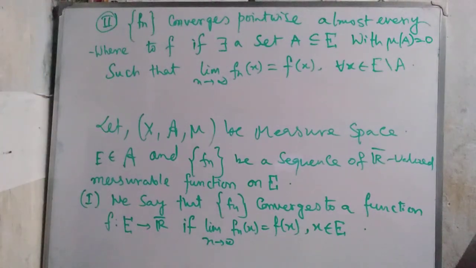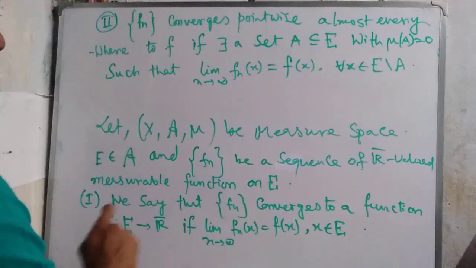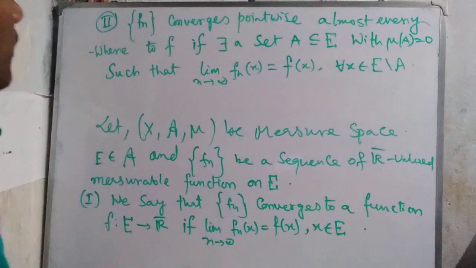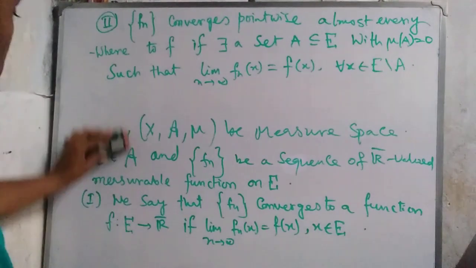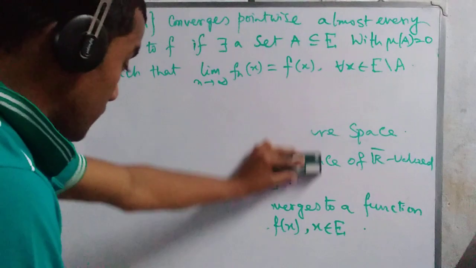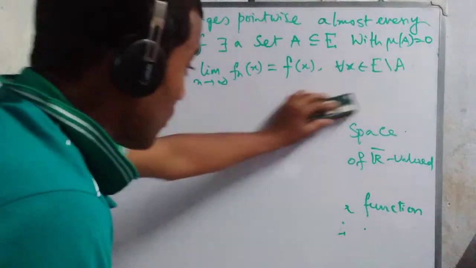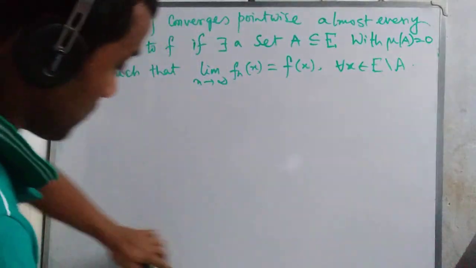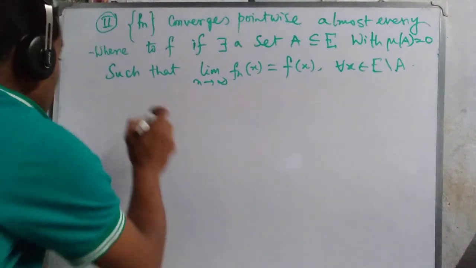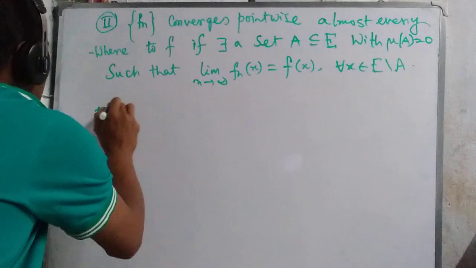Okay, this one is converges to a function, and this one converges pointwise. Then what happened? Converges pointwise almost everywhere. Now we are going to write another definition, the convergence in measure of a sequence of functions, in a measure space.